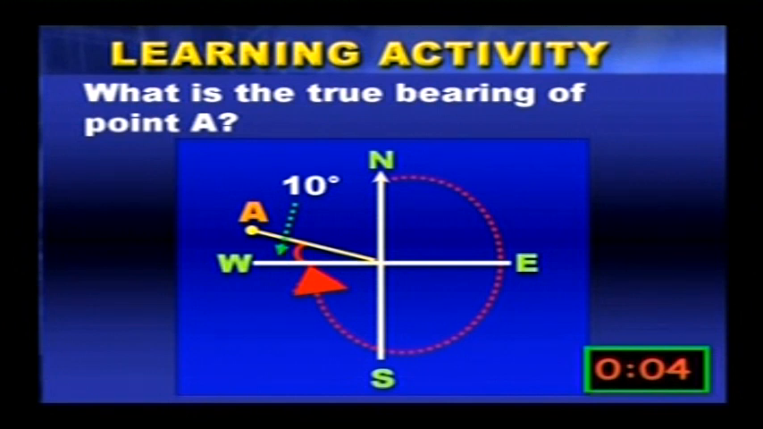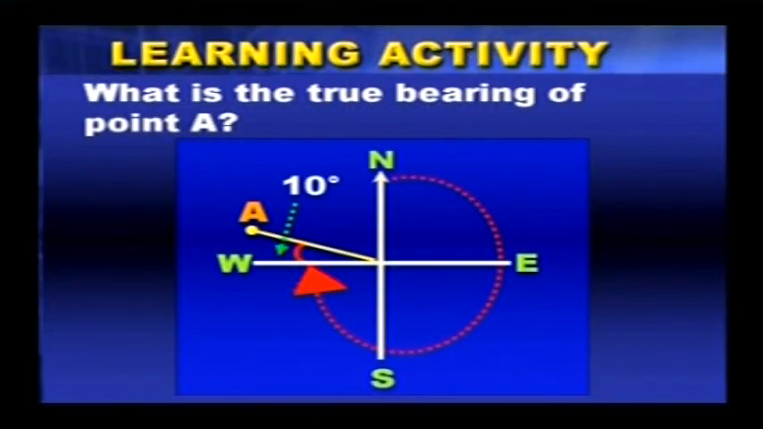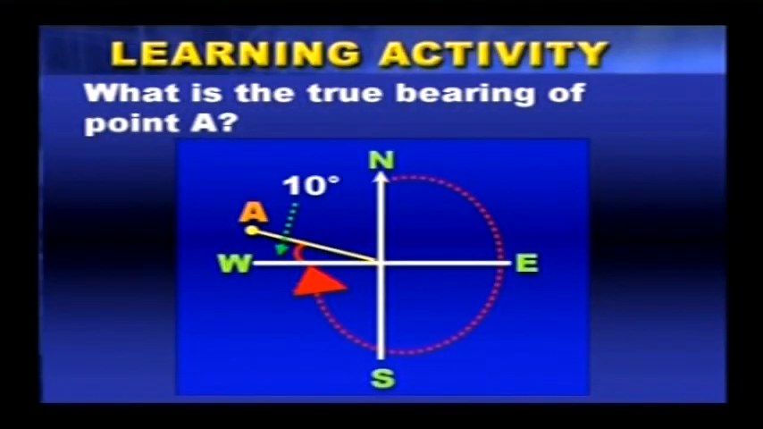Okay, receiving students and 7s, let us look at the answer to our learning activity. Now, what is the bearing for point A, receiving students? Isaac? 10 degrees. Can you write the answer on the board?